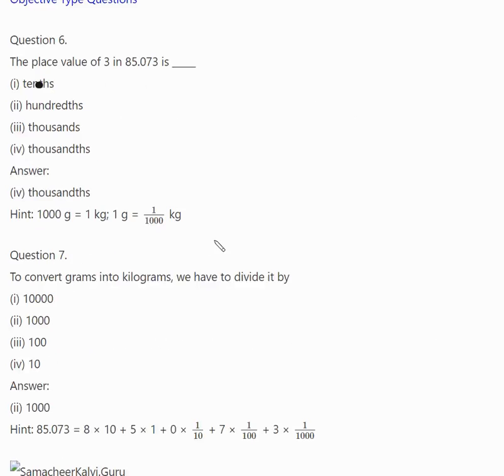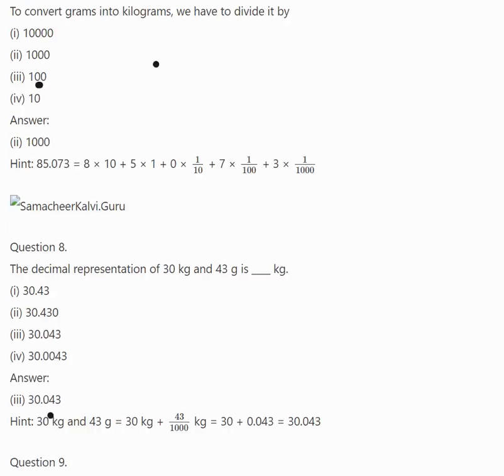Answers are also there. The place value of 3 in this number, 3 means what? Thousands. The answer is thousands. To convert grams into kilograms, we have to divide by 1000, since 1 kilogram equals 1000 grams. So we have to divide it by 1000.